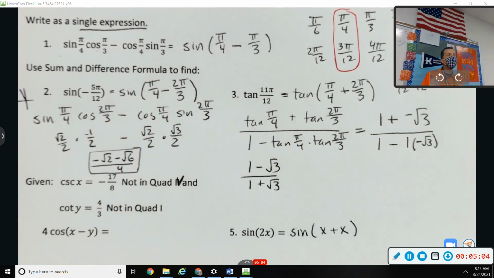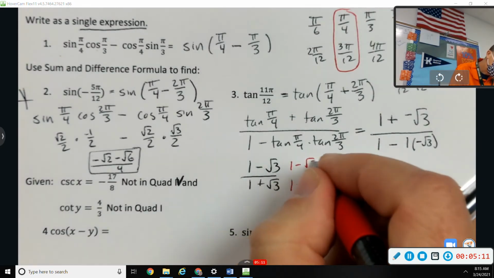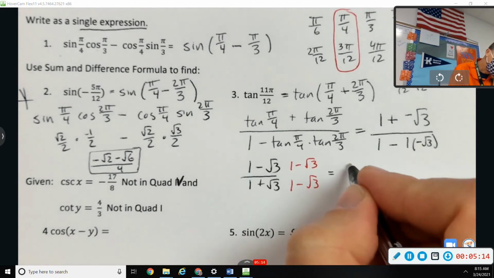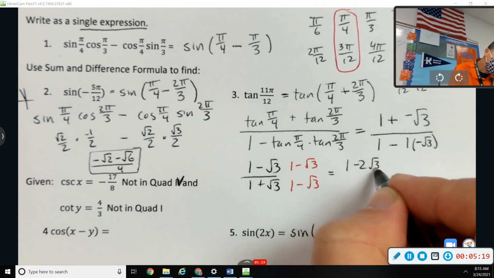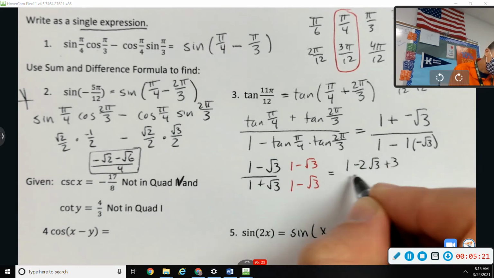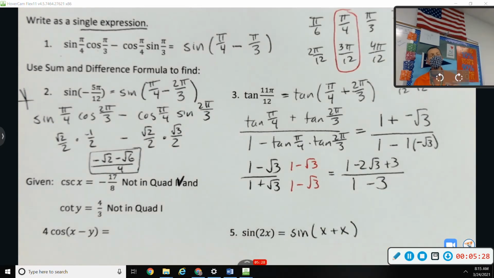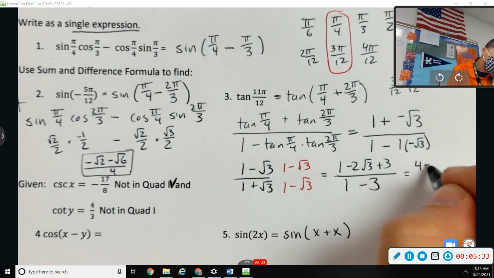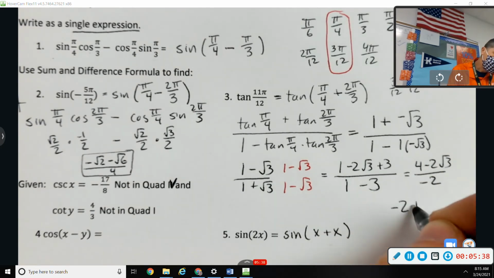Again, if you did it different, your intermediate steps may look different, but you're still going to land at the same spot. Multiply by the conjugate. So 1 minus 2 root 3 plus 3 all over 1 minus 3. I combine the O and the I of FOIL because we've FOILed enough to do that. 4 minus 2 root 3 over negative 2. So negative 2 plus square root of 3.